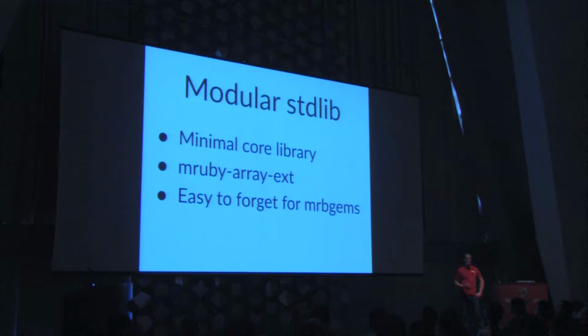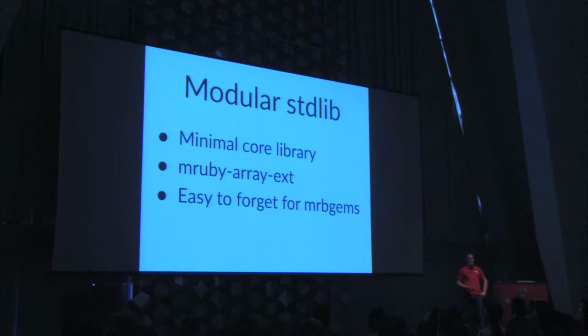The first problem that I ran into was the modular standard library. MRuby's core classes like string and array and hash are all very limited. They only support the minimum number of methods that you would need. So for the full CRuby experience, you have to add in the extension gems, like for array, mruby-array-ext.